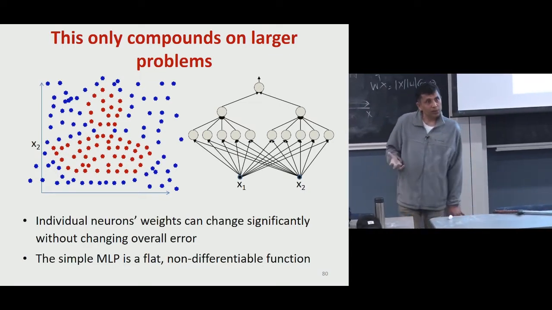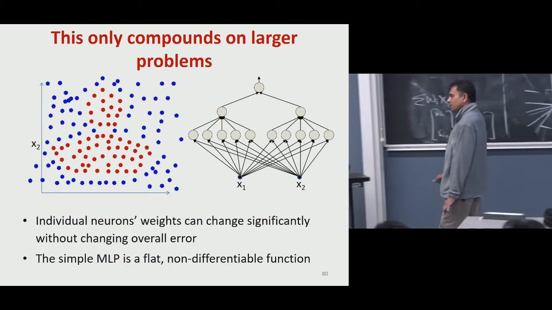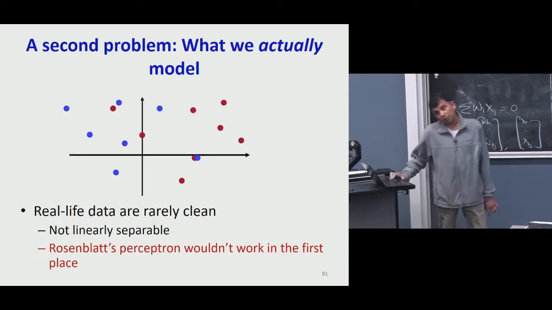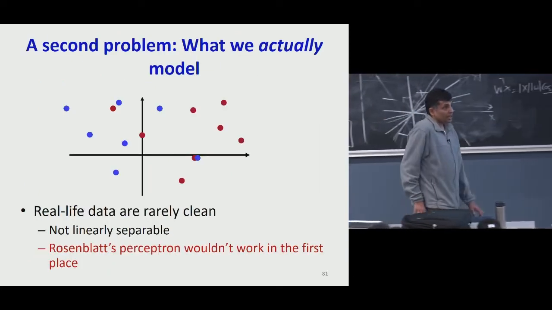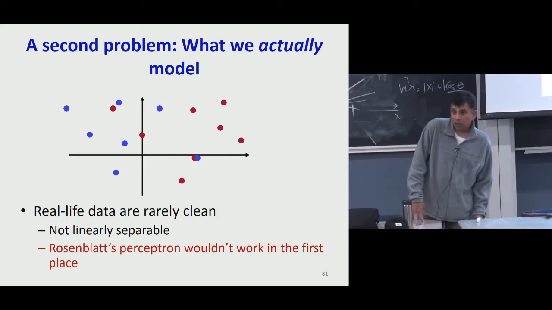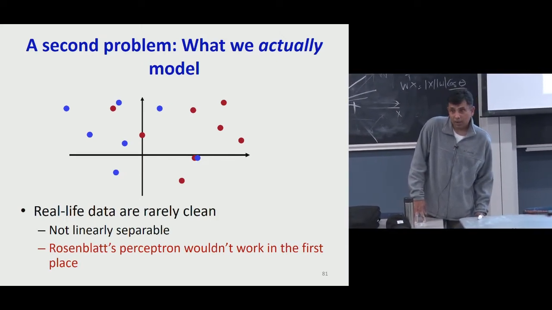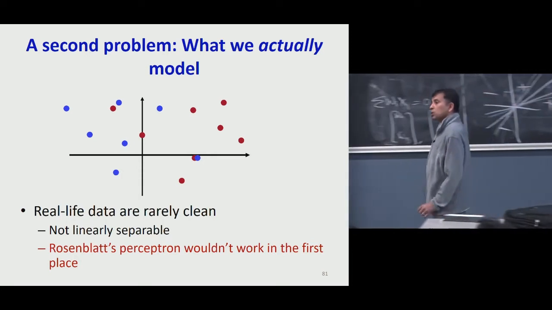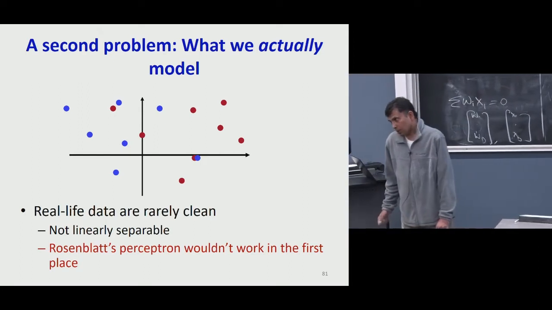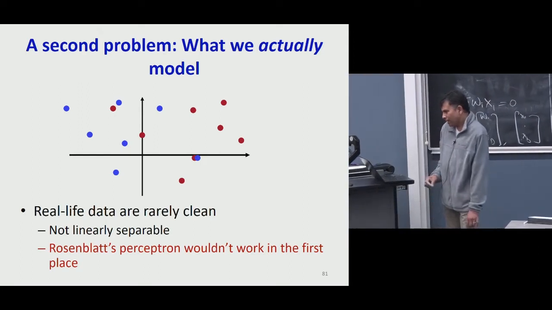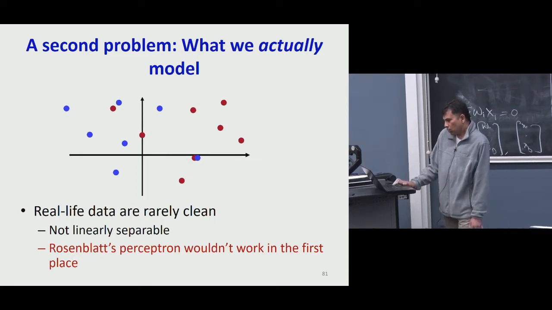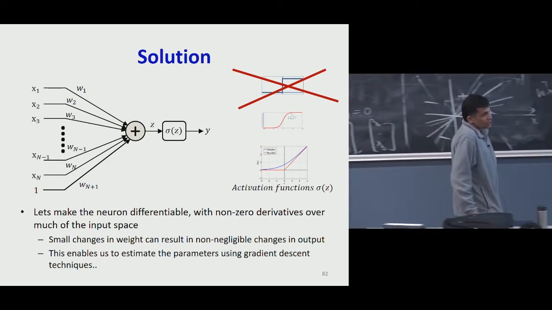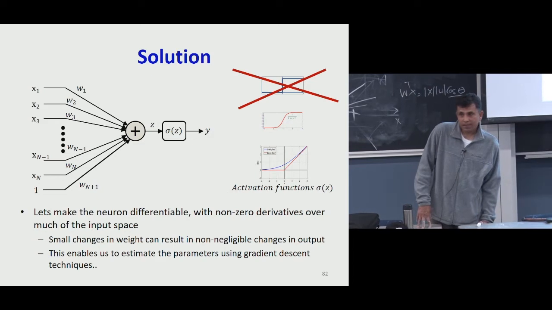Make sense, right? So this is really what we want, and this is not going to be feasible with this kind of activation function. Well, there's a second problem. The second problem is that we assumed all the data are nice and separable. In practice, that's not going to happen. You're going to have blue dots on the red side, red dots on the blue side. So the Rosenblatt's perceptron would not even work in the first place for this kind of data, right? So what is the solution? What we will do is to replace the threshold activation with a continuous valued activation.